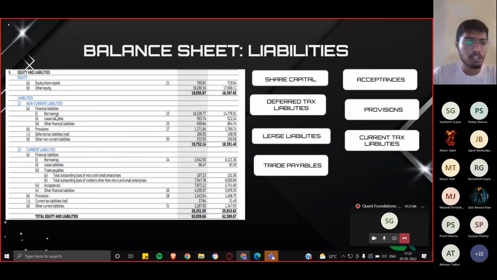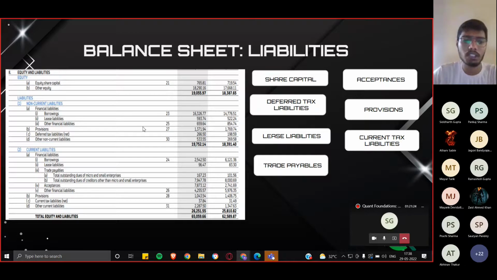Then non-current liabilities: financial liabilities, borrowing, lease liabilities, other. Borrowings means whatever they have borrowed. Lease liabilities: if someone has given you a lease, then you still have to pay their rents. That comes into the lease liabilities.